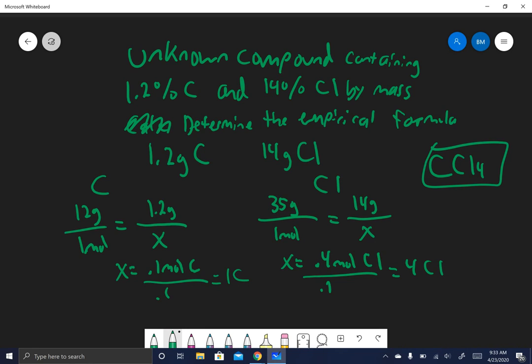Now, on the worksheet due tomorrow, you're going to do something very similar to this. Then I'm going to say, all right, well, you know the empirical formula is CCl4. The next question, all right, let me hear. This would be easier. So we know the empirical formula is CCl4. That's the simplest whole number ratio, 1 to 4.